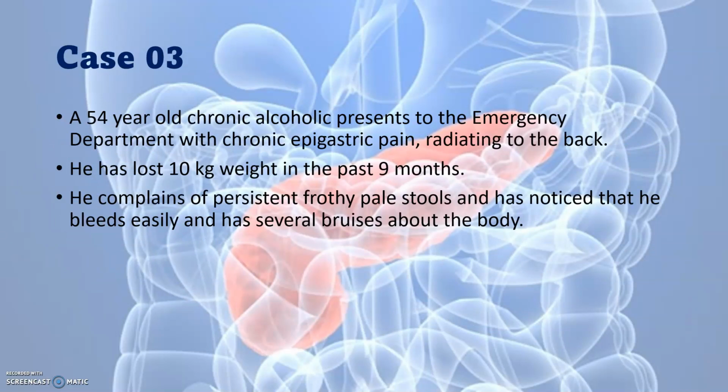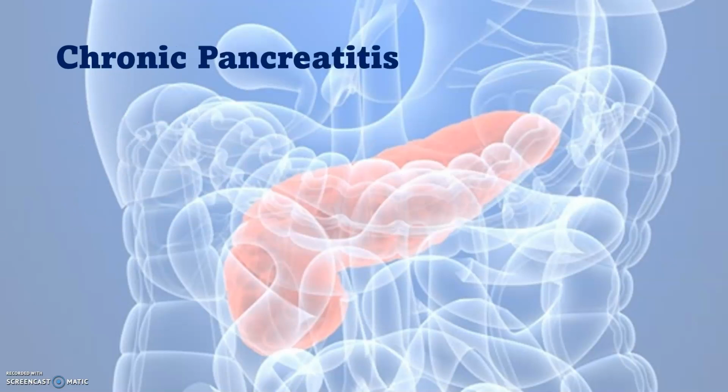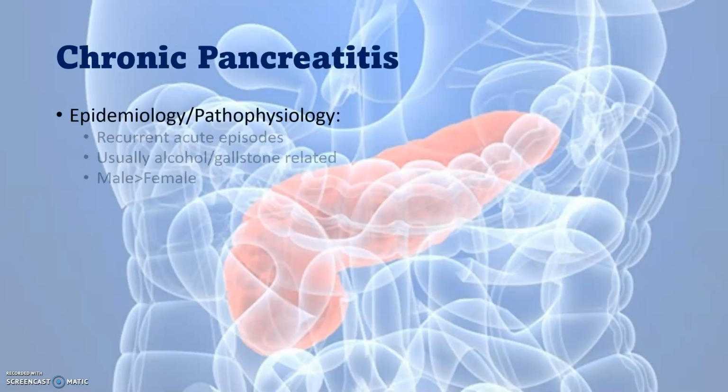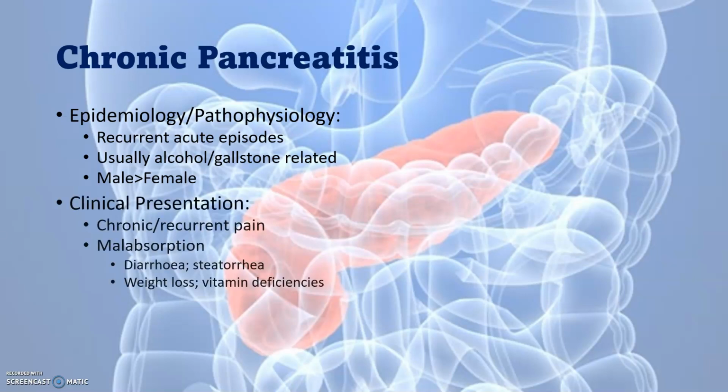We're going to look at a chronic alcoholic with chronic epigastric pain radiating to the back, weight loss, and abnormalities in his stool. This is chronic pancreatitis, usually caused by recurrent episodes of acute pancreatitis, and it could be either gallstone or alcohol related, but seen in males more than females.